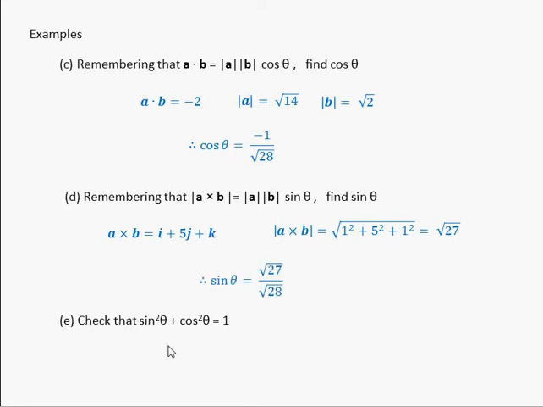Okay, check that it works in this trig identity that you all know. It does. 1 squared plus root 27 squared is 28. 28 over 28 is 1.